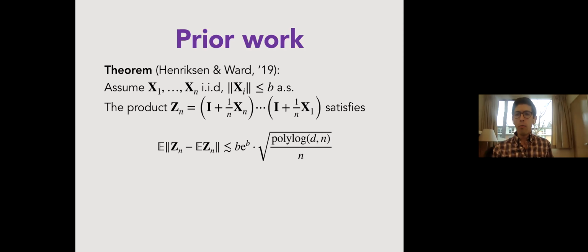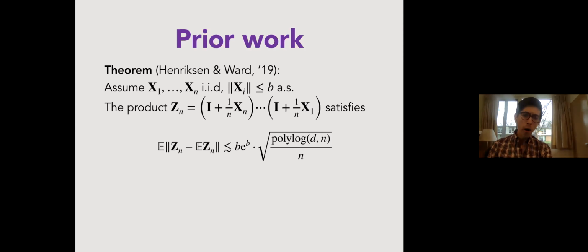So just to think about what we should expect this object to behave like, think about something like stochastic gradient descent, where you are repeatedly applying compositions of operators that make small moves at each step. So Zn is a proxy for an object of that kind. We're repeatedly making small moves in the direction of Xi, and we're forming a random product of all of these matrices. So what Henriksen and Ward showed was that Zn enjoys the following concentration bound, or the following expectation bound. They have a tail bound as well.